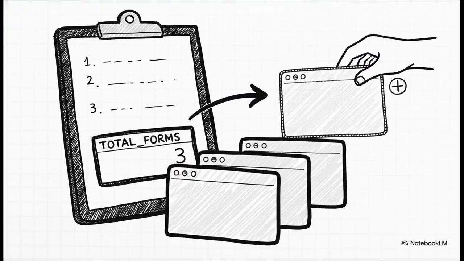The real secret sauce behind all this is an invisible piece of machinery called the management form. It quietly adds a few hidden fields to your HTML that track things like the total number of forms. This is how the server knows exactly what to expect, even if you're using JavaScript on the front end to dynamically add or remove forms. It's a simple but brilliant way to keep everything perfectly in sync.